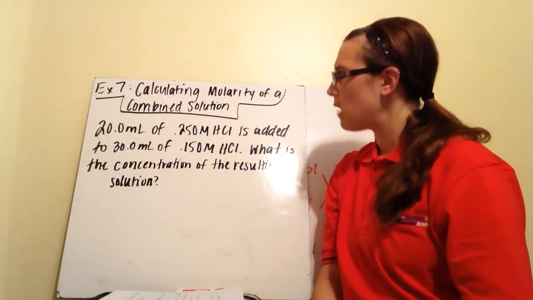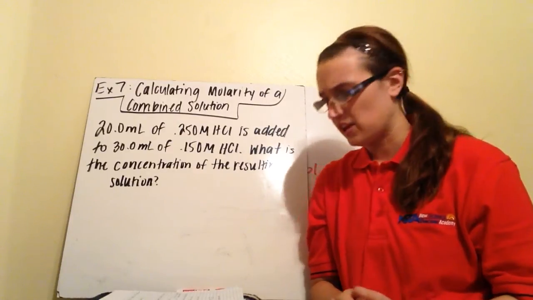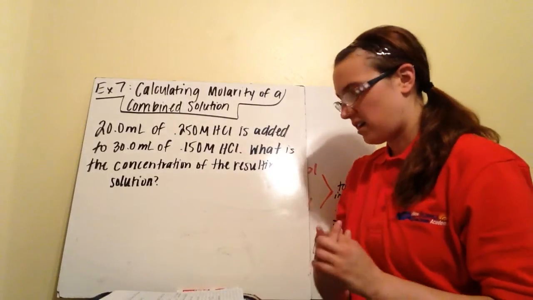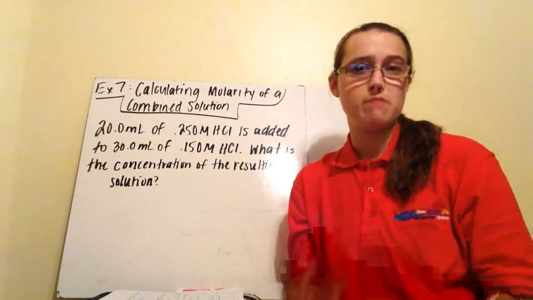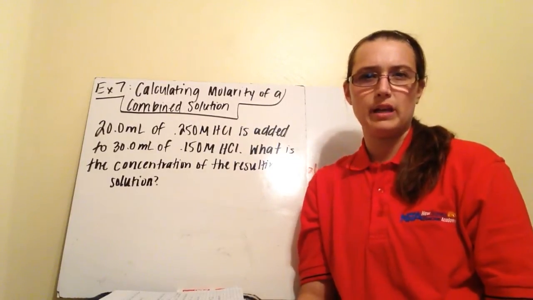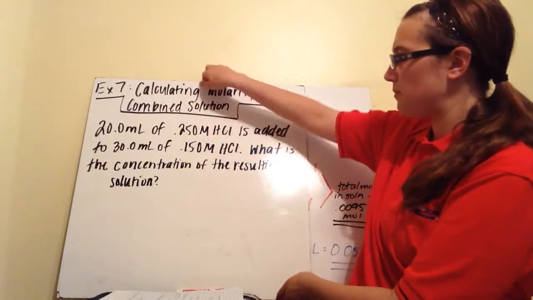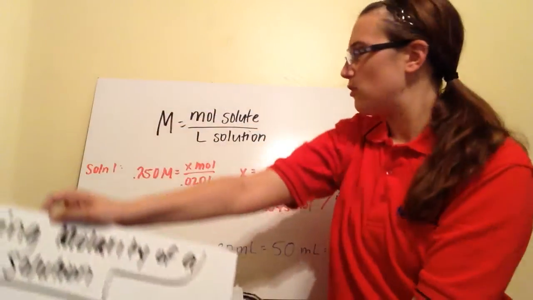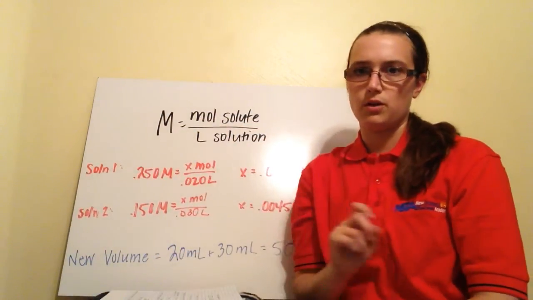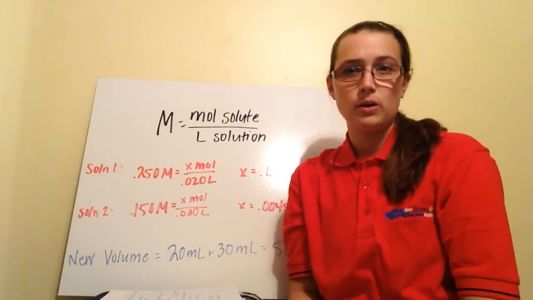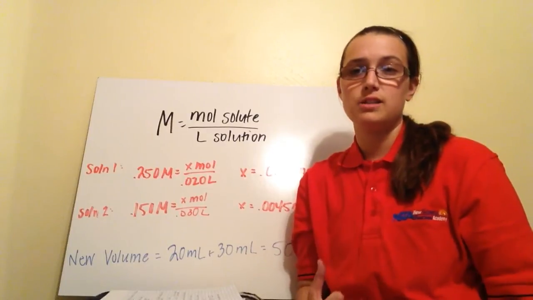So in this problem, we're actually combining two hydrochloric acid solutions together, and we have to figure out what the concentration would be. So what I want to do first is think about what molarity means. So think about the molarity formula and write the molarity formula down in your notes. Now the molarity formula is simply moles of solute over liters of solution. Now in this example, our solute is the hydrochloric acid. Okay, our solute is that HCl.